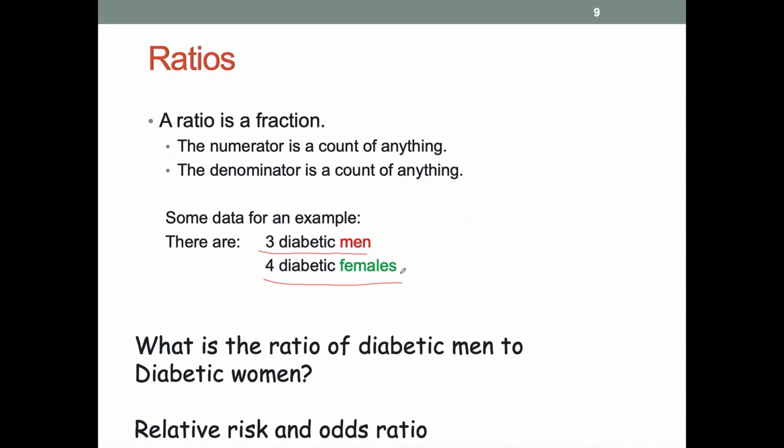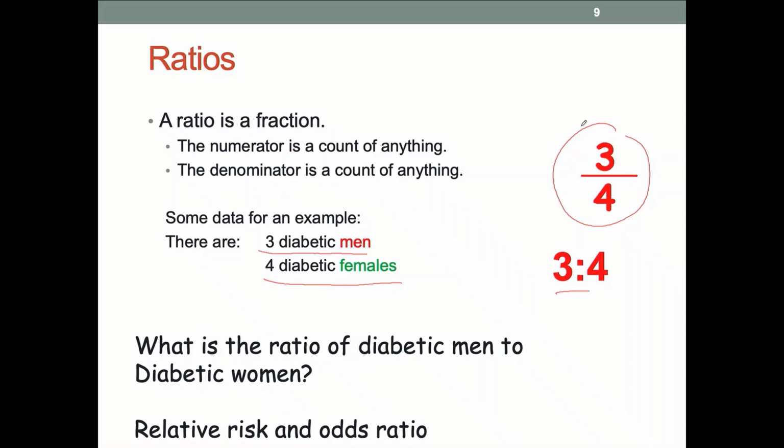In terms of diabetic men to diabetic women. And the ratio is important for us to calculate the relative risk and the odds ratio. So the ratio, as you can predict, is 3/4, or it's sometimes written like this, 3:4 ratio. But usually when we use it, it's 3:4. So that relative risk and odds ratio is a numerator over a denominator of some group according to the other group.